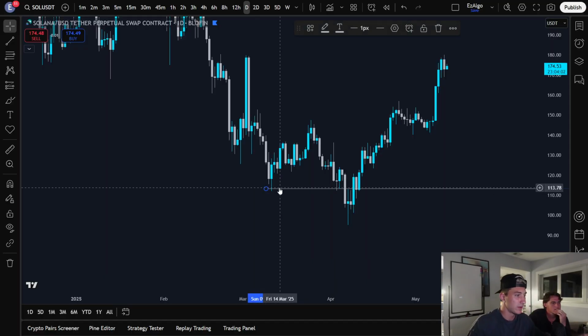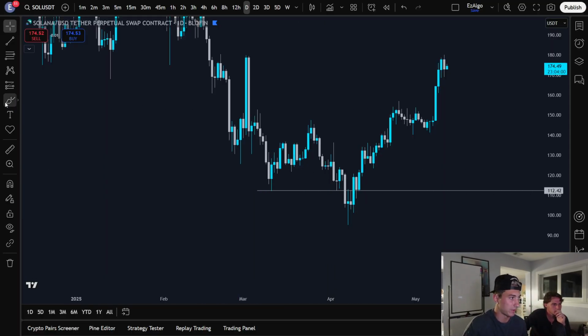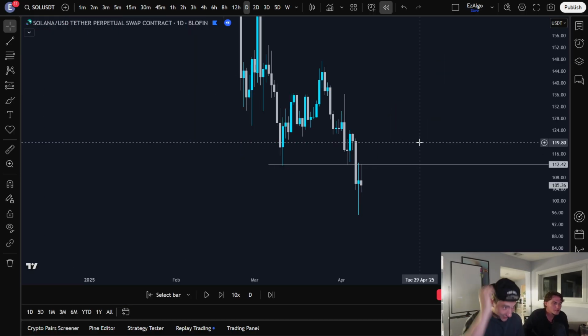This is called a swing failure pattern, or a failure and reclaim. This is one of my favorite entry triggers. A trigger is like your thesis behind entering the trade. So if X lines up, then I will trigger the long position. You know what I'm saying? So I just call it an entry trigger. It's like, what do you notice, right?